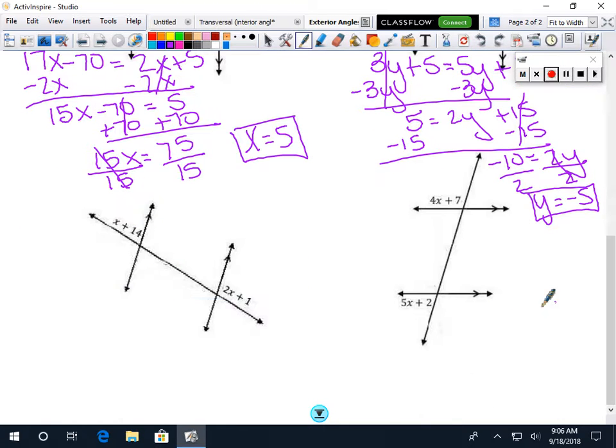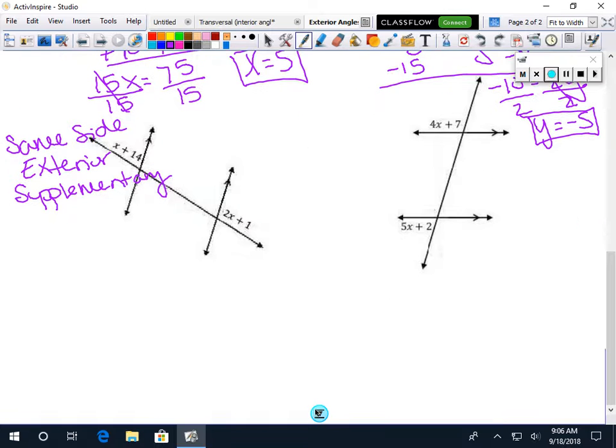Looking at the next example here, I see that both of my angles are exterior, and they are on the same side of my transversal. Since they are same side exterior, those angles are supplementary. So same side exterior, and they are supplementary. That tells me that whenever I add them together, I need to set it equal to 180. So x plus 14 plus 2x plus 1, and I'm going to say that that's equal to 180.